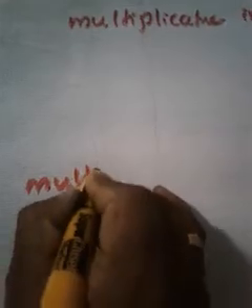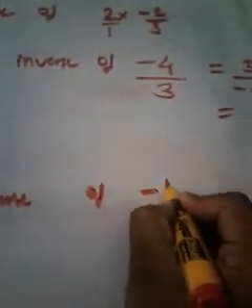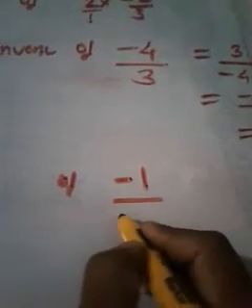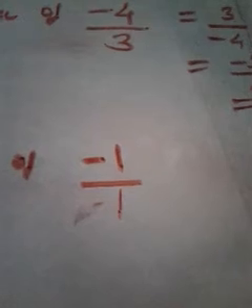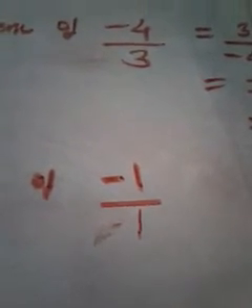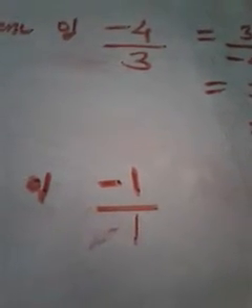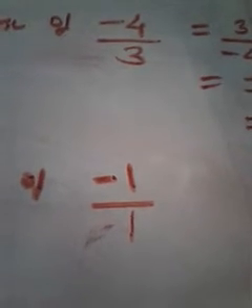Now the last question is, which is the multiplicative inverse of minus 1? See, the question is multiplicative inverse of minus 1. Can I write the question as multiplicative inverse of minus 1 by 1? Since there is no denominator, why am I giving the denominator as 1? Because then it is very easy to take the reciprocal, no?